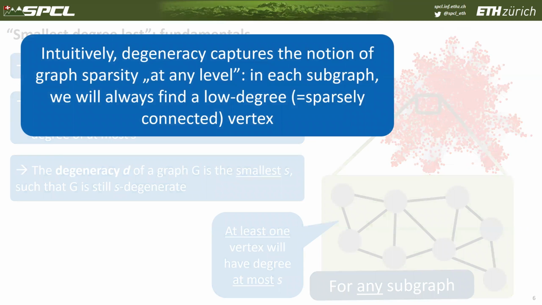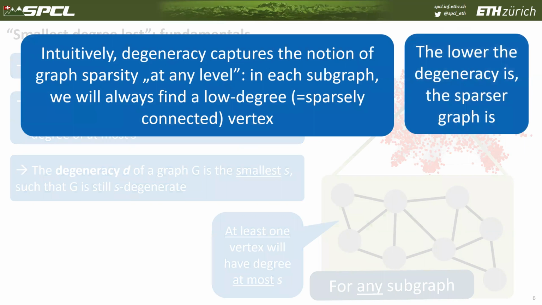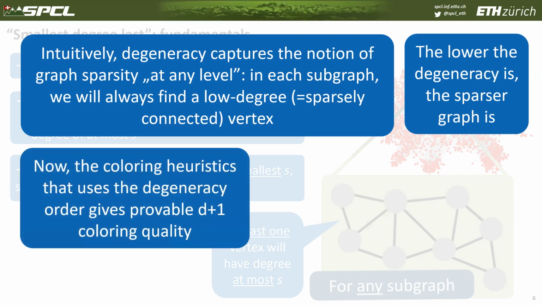Intuitively, this degeneracy notion captures the graph sparsity at any level, namely that for any selection of the subgraph, we always find some sparsely connected vertex in this subgraph. Of course, the lower the degeneracy is, the sparser the graph is. Now, we remember that this coloring heuristic based on this degeneracy ordering gives a provable D+1 coloring quality.